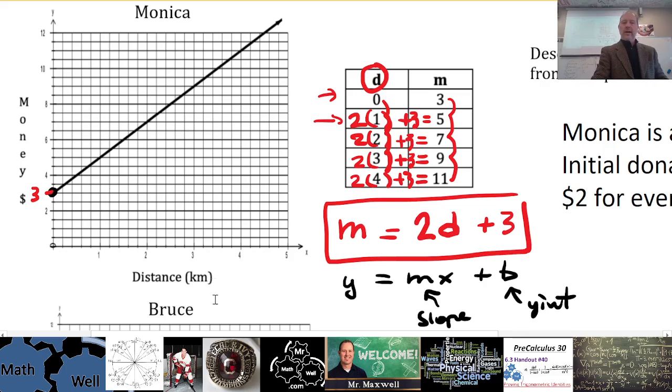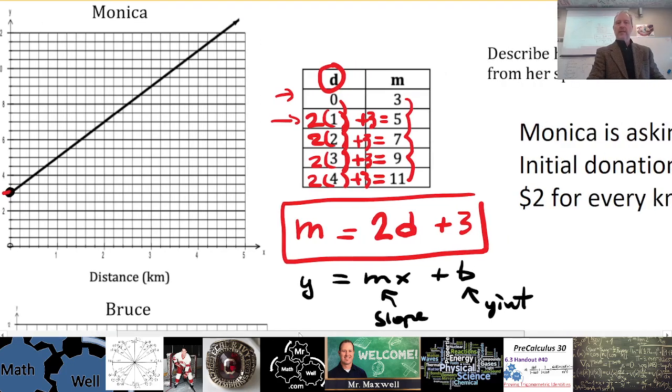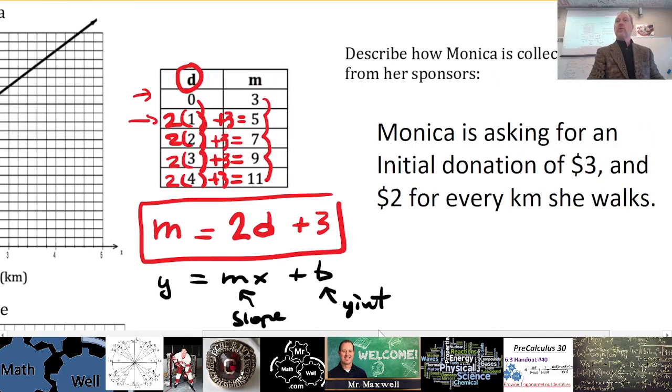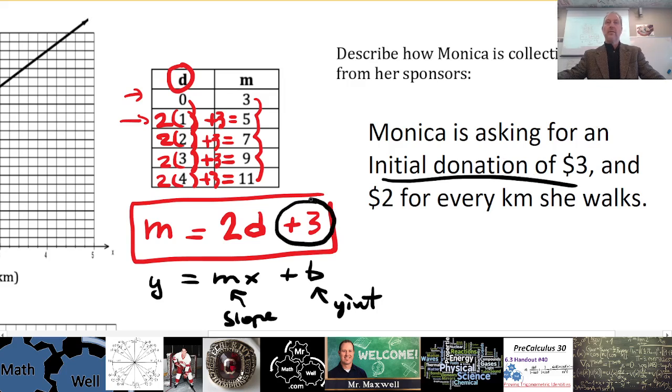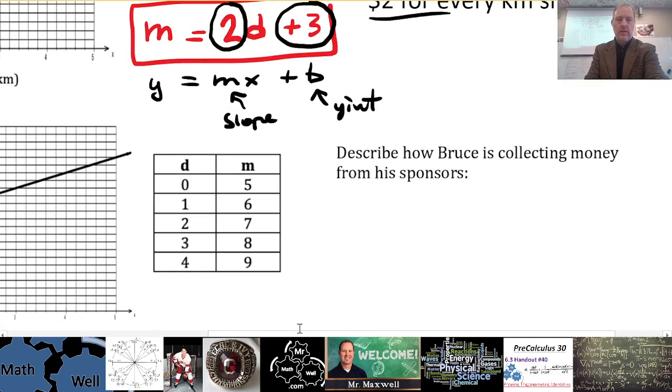Okay, so what I want you to notice is that the description of this situation is connected to both the graph and the equation. Okay, an initial donation of $3, that's right here. $2 for every kilometer, that's right here, the slope. Okay, that's the rate at which she is earning money for every kilometer. $2 every kilometer. Okay.